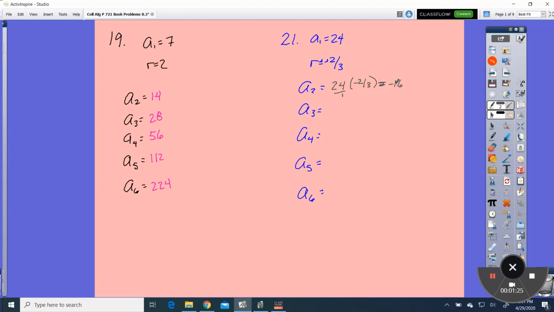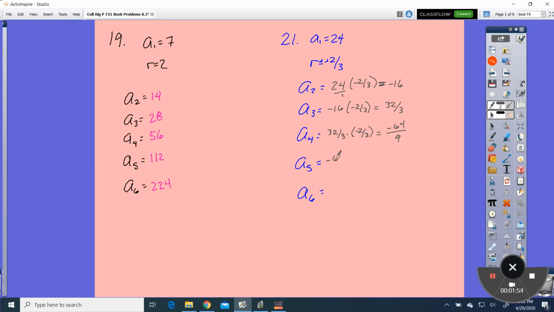So now I'm going to take that number and multiply it by negative 2/3. 16 is not divisible by 3, so I just multiply the top. 16 times 2 is 32 over 3. So a4 is 32/3 times a negative 2/3. So 3 times 3 on the bottom makes 9. 32 doubled makes negative 64 because it's a negative 2/3.